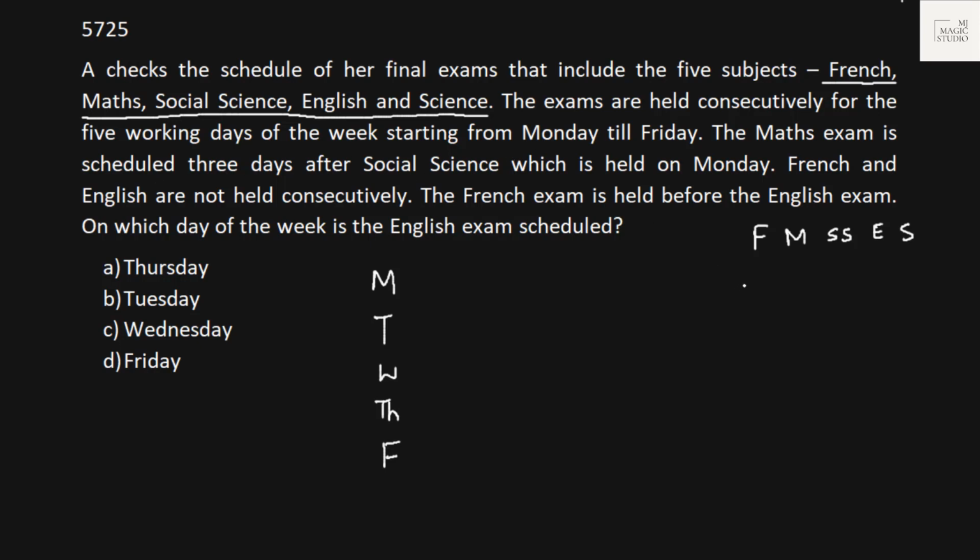Maths exam is scheduled 3 days after social science. Social science 1, 2, 3 maths. That is only possible when social science is on Monday and then maths is on Friday. We have got 3 places between social science and maths. And it is given that social science is held on Monday.